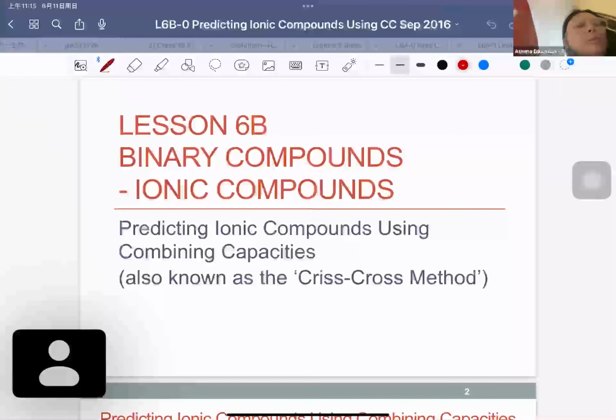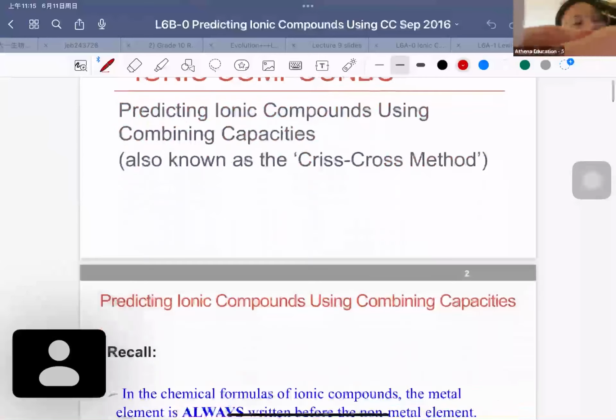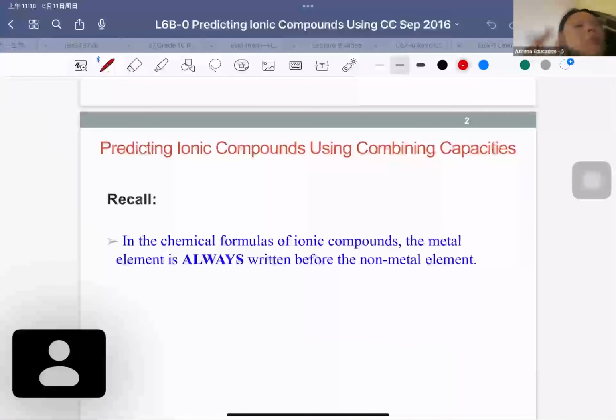Next part today is still on ionic compounds, but it's about predicting the ionic compound using the combining capacities, also known as the crisscross method. In the chemical formula, by just looking at the name of the ionic compound, you won't be able to know how many of which you have. You need to know their charge, right? But after you know their charge, there is a quick way of figuring out the ratio between them. And the metal is always written before nonmetals.